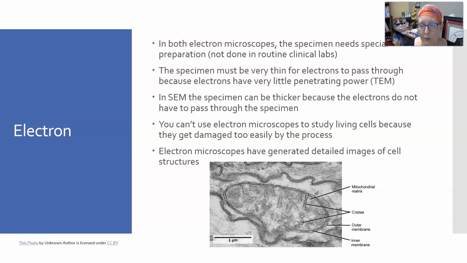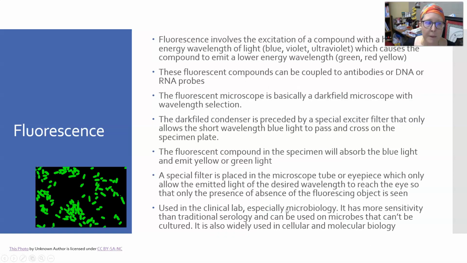But you can get really detailed images, for example, of cell structures. So this is an example of the type of image you can get, where this is an image of a mitochondria from within the cell. And so you can see the membranes of mitochondria, the cristae, and everything. So quite a lot of detail there.